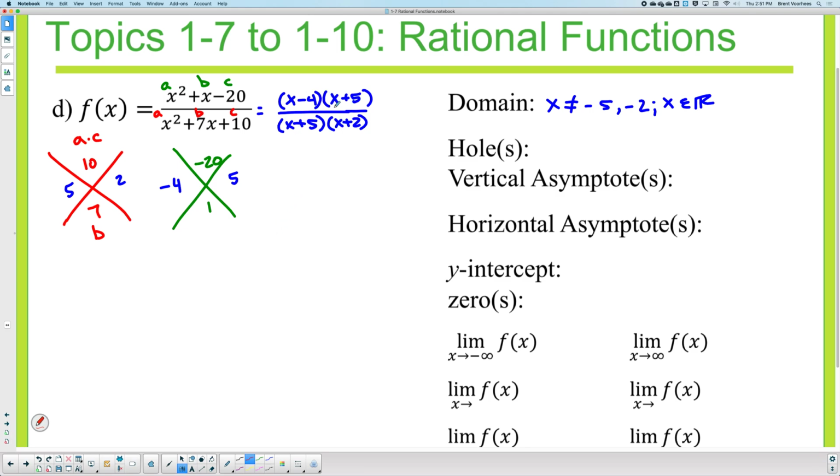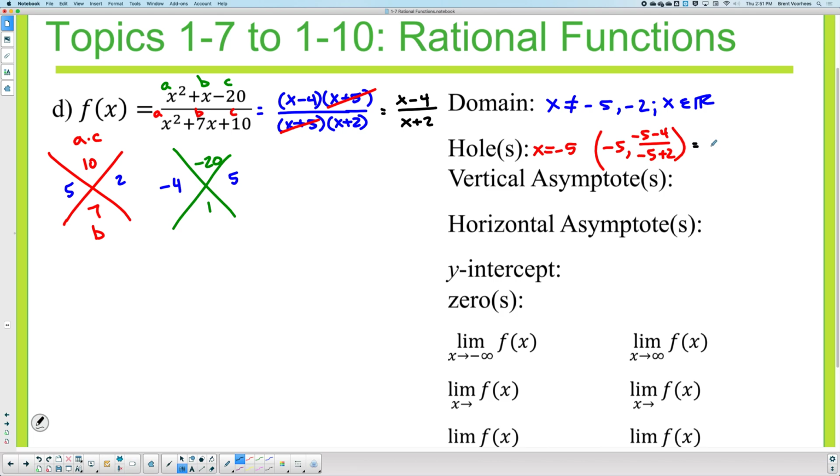Now, looking in factored form, I can realize I can remove the x plus 5 factor. So that means I have a hole when x equals -5. To find the exact coordinate, what I do is I plug in a -5 into the remaining portion of the problem. So it would be -5 minus 4 over -5 plus 2. I just plug that value in, -5, into the simplified form, which would just be x minus 4 over x plus 2.